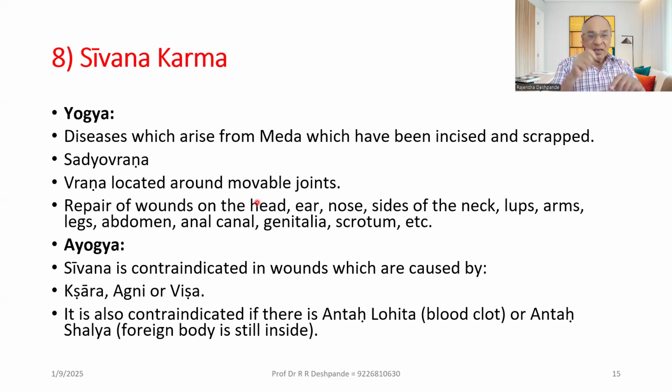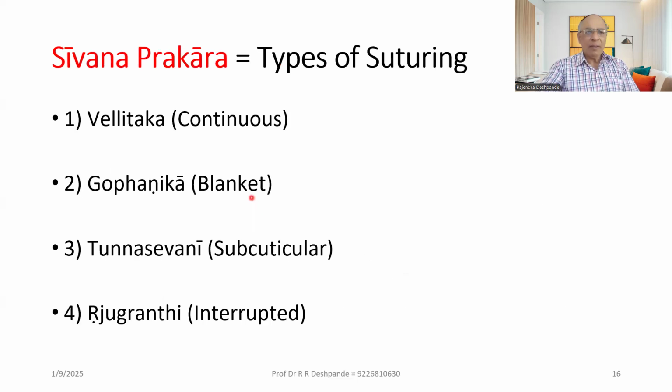Now, where you should not do the Sivana karma or no suturing should be done, number one, Sivana, that is suturing, is contraindicated in the wounds which are caused by Kshara. If Kshara wound is there, don't do suturing. If Agni Vrana is there, you don't do the suturing. Then Visha poisoning, poisonous material has been there, don't do the suturing. It is also contraindicated if there is an antah lohita, that is the blood clot inside, or antah shalya, foreign body is still inside, then never, never, never do the sivana karma.